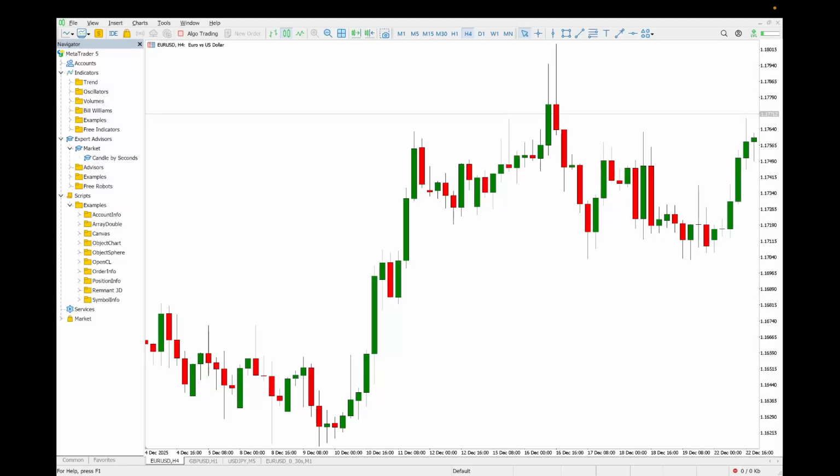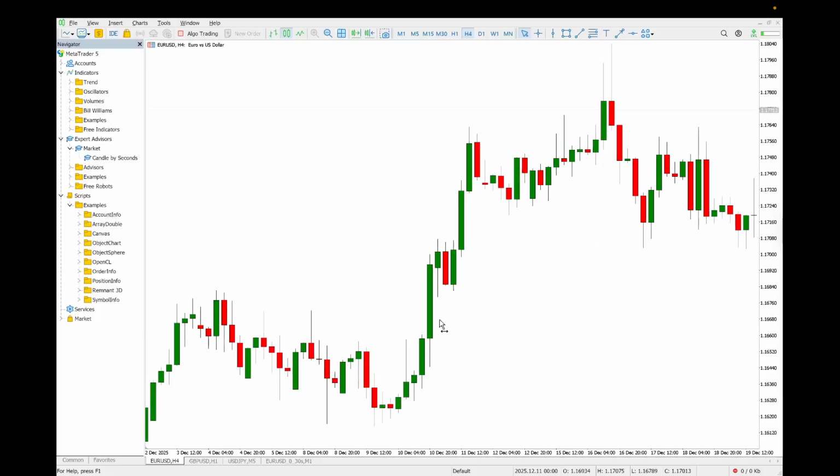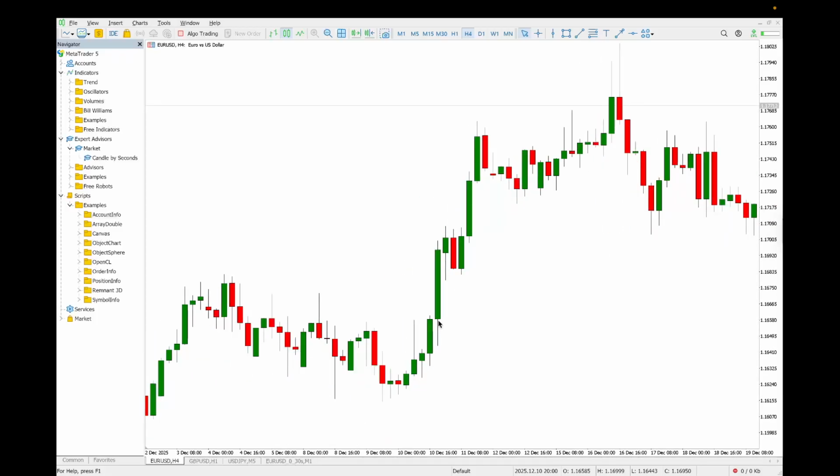Hello traders, in this video we'll be looking at ICT buy side liquidity and sell side liquidity. We'll look at how these liquidity concepts map onto price charts, where they typically form and what they imply about smart money activity.